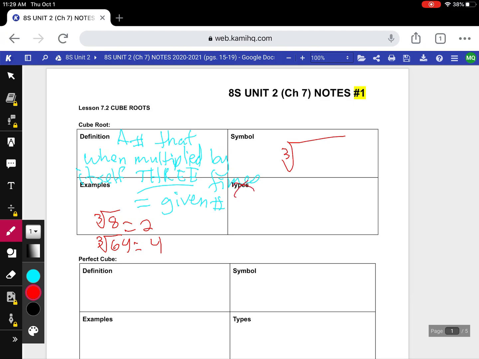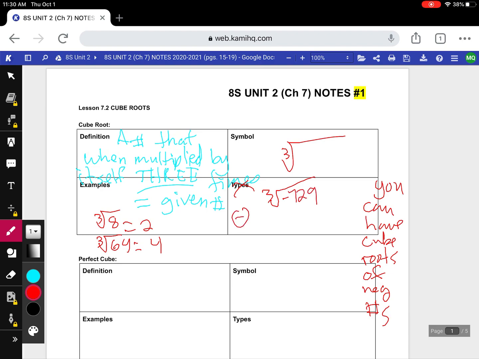And then we don't really have types, but I do want to show you one thing. When we talked about square roots, you cannot have the square root of a negative number because you're never going to have a number times itself that equals a negative, right? A positive times a positive is a positive. A negative times a negative is a positive. So you can't have that. But you can have cube roots of negative numbers. Okay? So for example, if I take the cube root of negative, let's say 729, okay?